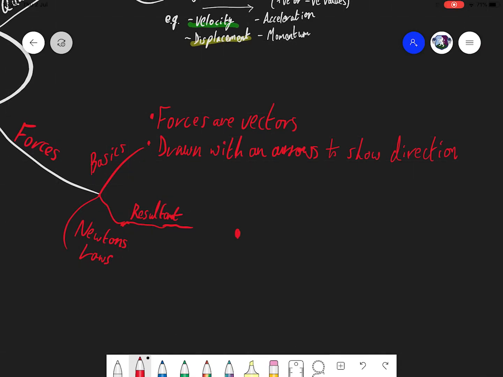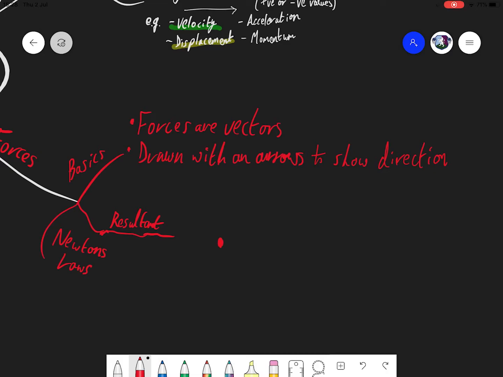Now, when we look at resultant forces, what we're really starting with is a free body diagram. So a dot, an emphasized dot, as our object, and a series of forces acting on it. I've labeled this with 4 forces. We've got 4 newtons up and down, 5 newtons to the right, and 2 newtons to the left.